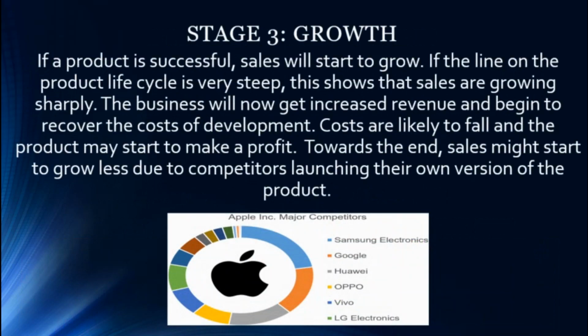Stage 3 is growth. If a product is successful, sales will start to grow. If the line on the product life cycle is very steep, this shows that sales are growing sharply. The business will now get increased revenue and begin to recover the cost of development. Costs are likely to fall and the product may start to make a profit. Towards the end, sales might start to grow less due to competitors launching their own version of the product.